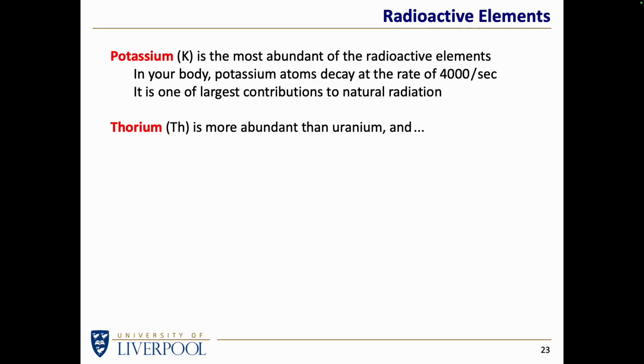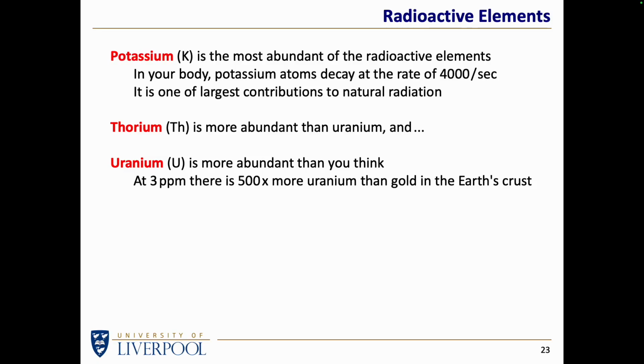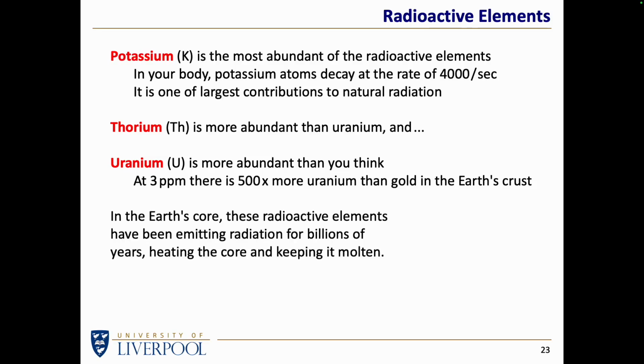Thorium is another radioactive element, but it's actually more abundant than uranium, and uranium is probably more abundant than you think. You might think that uranium is a very rare material because you hardly ever see any lying around in the streets, but actually there's an awful lot of uranium in the Earth's crust. There is 500 times more uranium than gold in the Earth's crust. 3 parts per million. 3 parts per million doesn't sound much, but much less than that is dug out of the Earth because we value gold more than we value uranium.